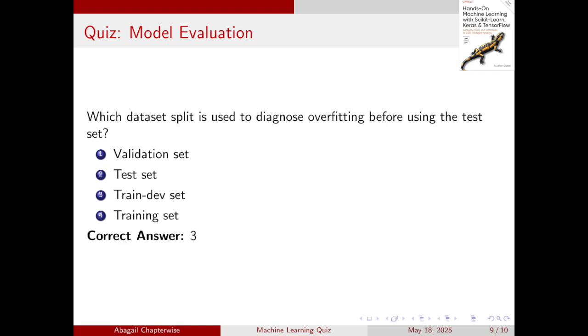The correct answer is 3, the train dev set. This is a small subset of the training data held out not for tuning or final testing, but to help us check whether the model is overfitting or underfitting, all within the same data distribution as the training set. If your model performs well on the training set but poorly on the train dev set, that's a sign of overfitting. If it performs poorly on both, you're likely underfitting. This diagnostic step is crucial before doing final evaluation on the test set, which should always remain untouched until the end.